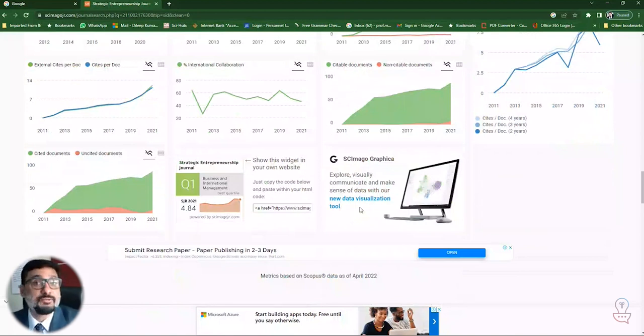So if you are connecting with the Entrepreneurship Journal, you look upon it, this is a Q1 journal and its score is 4.84. It is a very good journal. So you can depend on that. Likewise, you have to identify which journal I can depend on, which journal I cannot depend on.